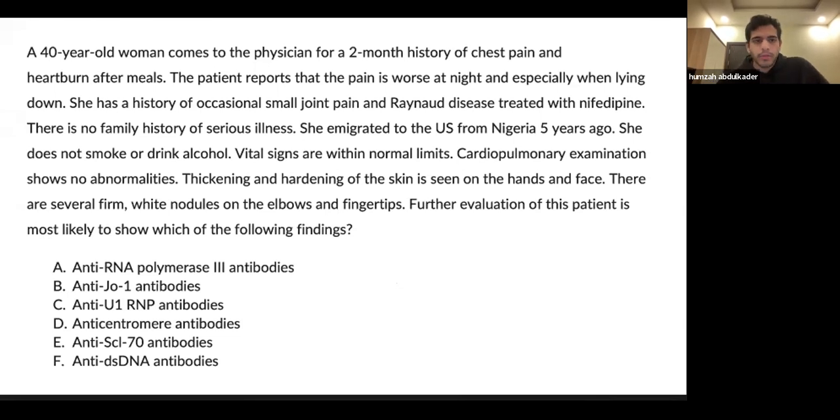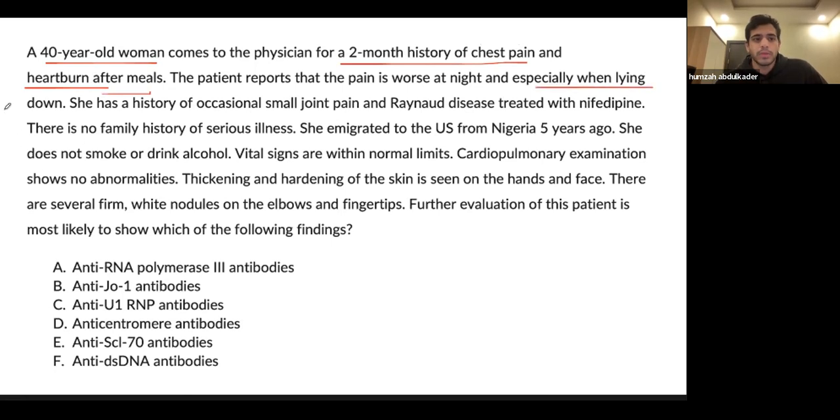Let's look through the symptoms that she presented with, and then we can kind of come to a conclusion on what the disease is. First of all, it's a 40-year-old woman. Okay, always look at the demographic first. Who is the patient? Middle-aged women, they're the ones who are most likely to be affected by autoimmune diseases. It says she comes with 2-month history of chest pain and heartburn. Now, this will be an esophageal problem, right? Heartburn and chest pain, especially after meals, this means there's something wrong with her esophagus.